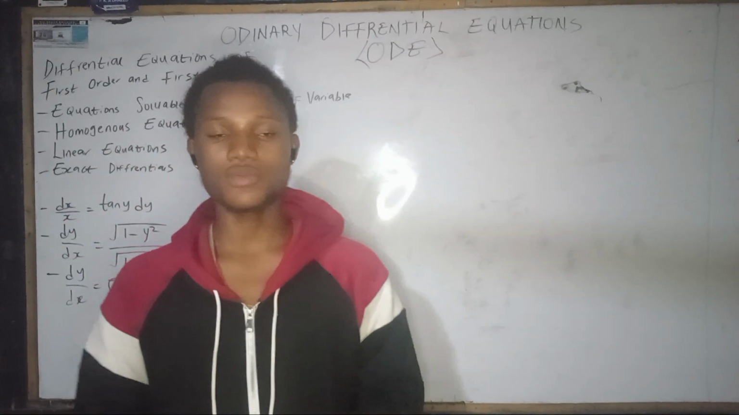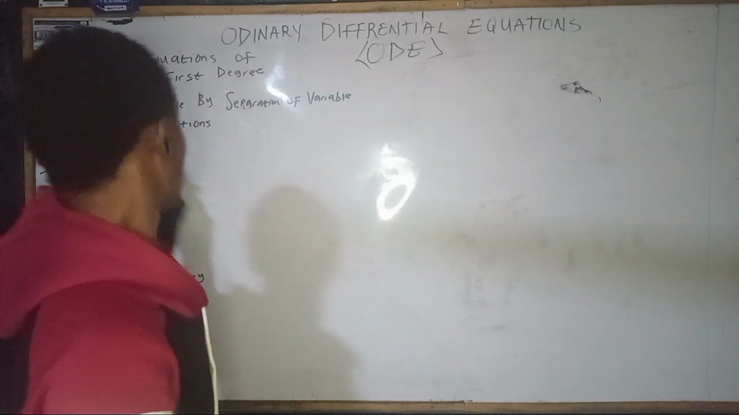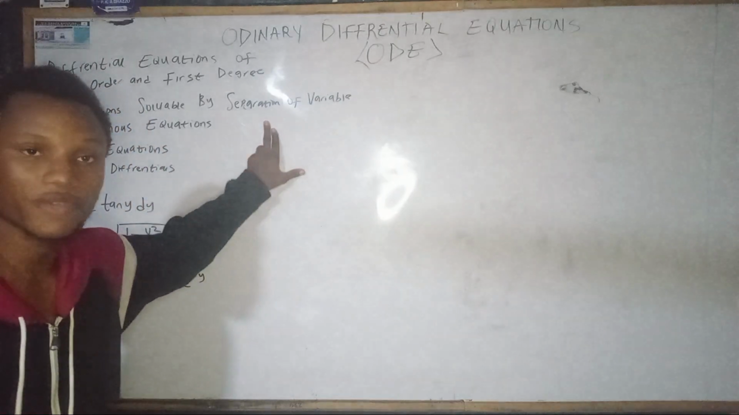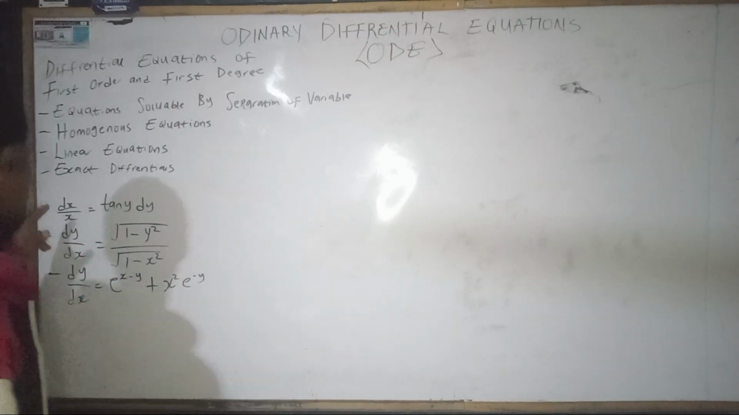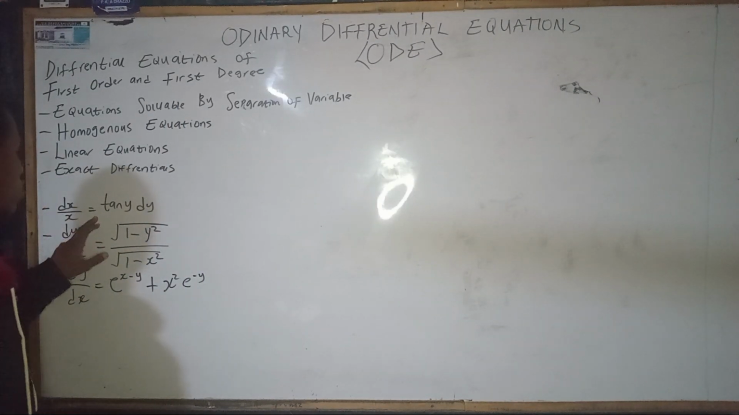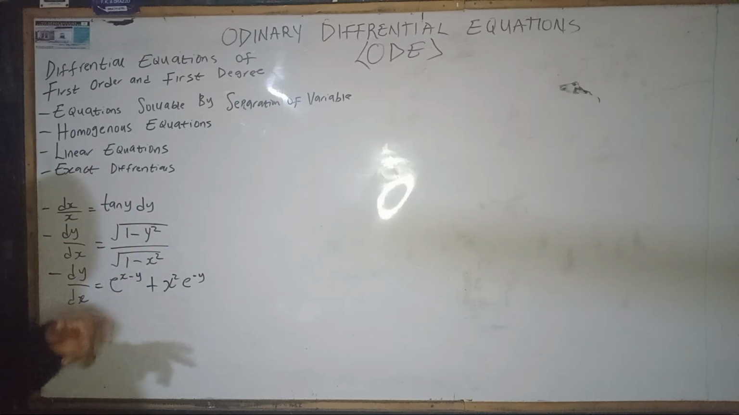And now we're going to be dealing with questions under equations solvable by the separation of variables. Now look at the first question here. We have dx over x is equal to tan y dy. We have stuff like this and stuff like this.